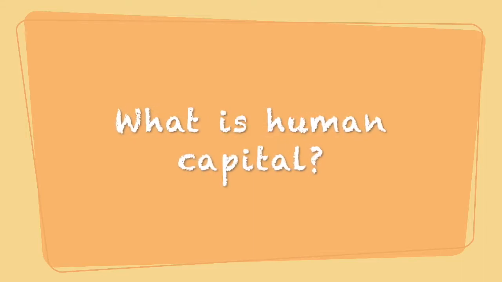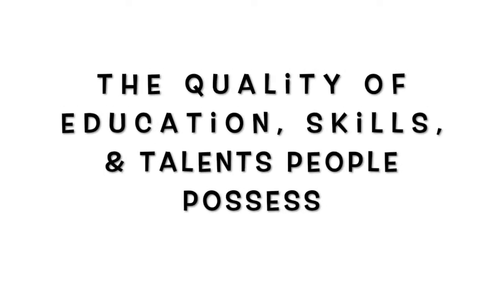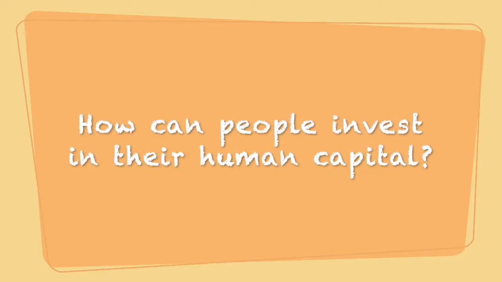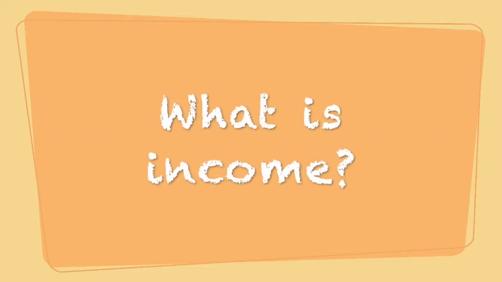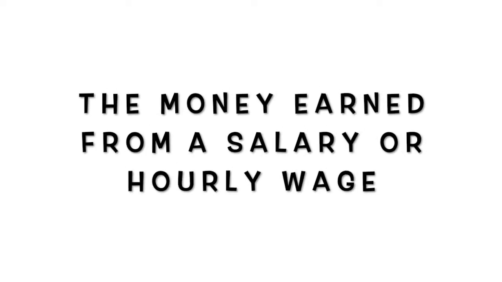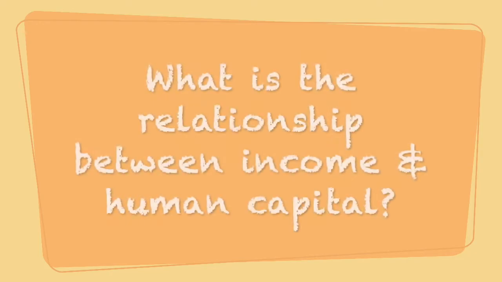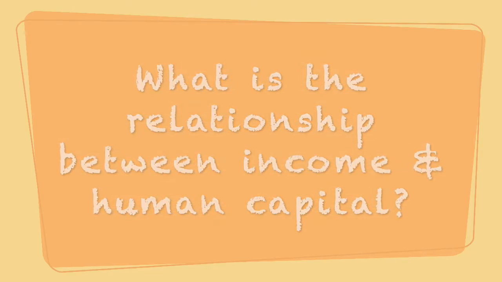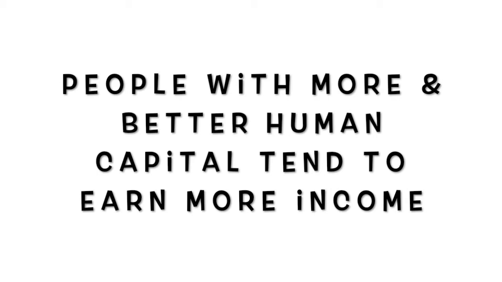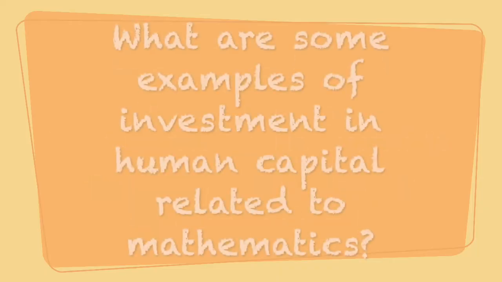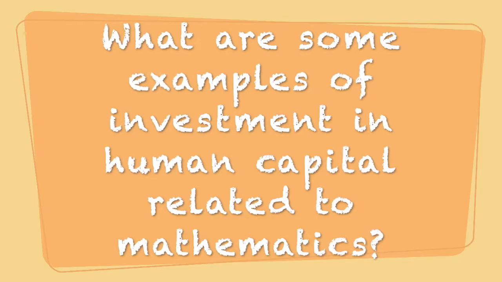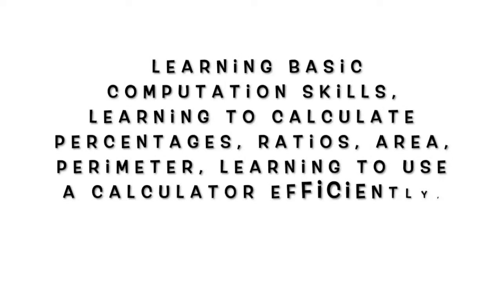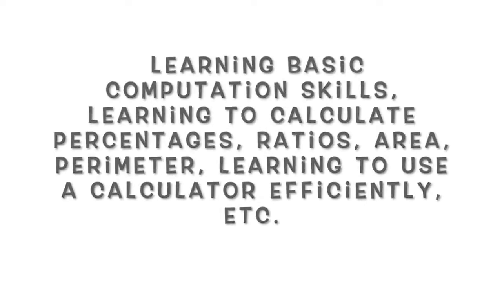What is human capital? The quality of education, skills, and talents people possess. How can people invest in their human capital? Through education, training, practice, etc. What is income? The money earned from a salary or hourly wage. What is the relationship between income and human capital? People with more and better human capital tend to earn more income. What are some examples of investment in human capital related to mathematics? Learning basic computation skills, learning to calculate percentages, ratios, area, perimeter, learning to use a calculator efficiently, etc.